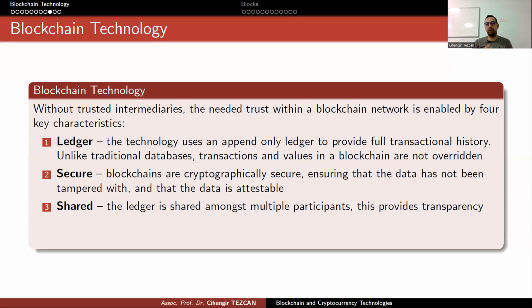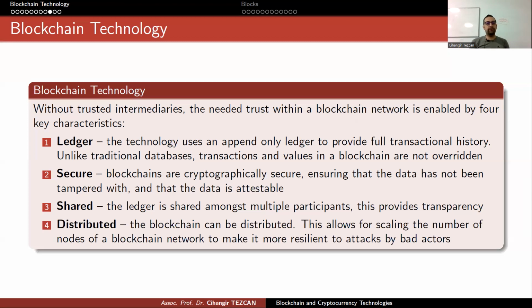So in the future, they will have to create a new update where they will remove most of the unused smart contracts and store them in another hard drive, but keep the most used smart contracts on an SSD. So servers will most probably have an SSD and a traditional hard drive to store all of this data, because at some point it will exceed 1 terabyte. Distributed: the blockchain can be distributed. This allows for scaling the number of nodes of a blockchain network to make it more resilient to attacks by bad actors.